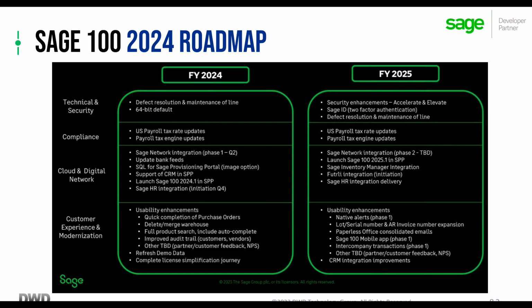Let's read through here. SQL for provisioning, not really important to most of you. Support for CRM in that portal. Sage HR integration. So there's an application Sage bought maybe 2 years ago, Cake HR. It's an HR solution, cloud-based. So Sage is writing a full integration with Sage 100 for that.